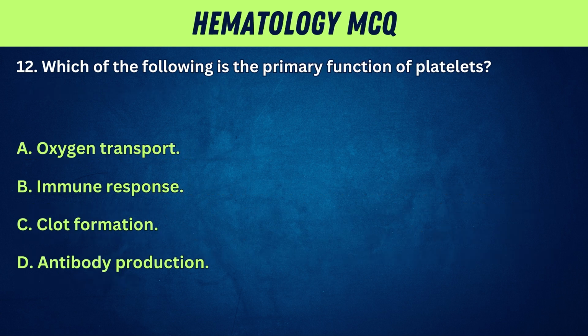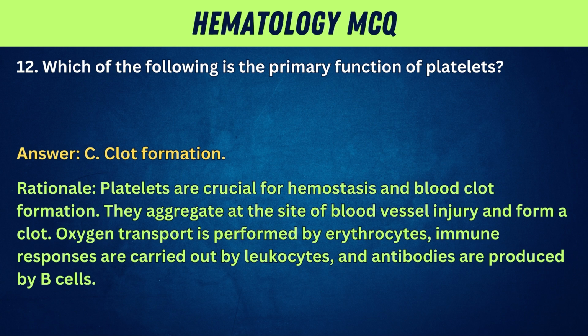12. Which of the following is the primary function of platelets? A. Oxygen transport. B. Immune response. C. Clot formation. D. Antibody production. Answer. C. Clot formation. Rationale.